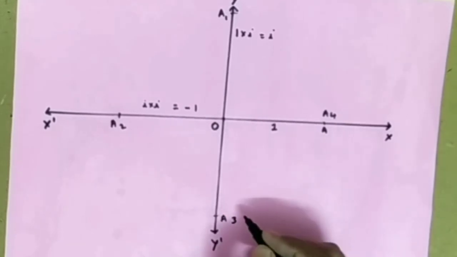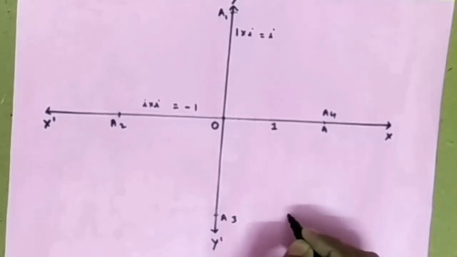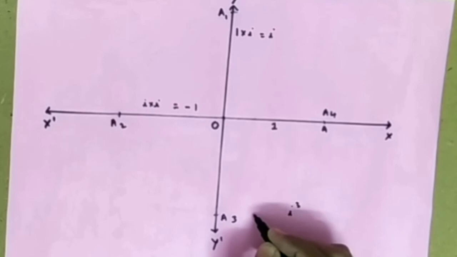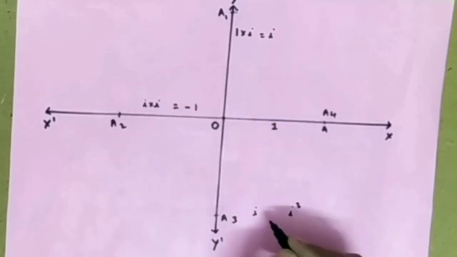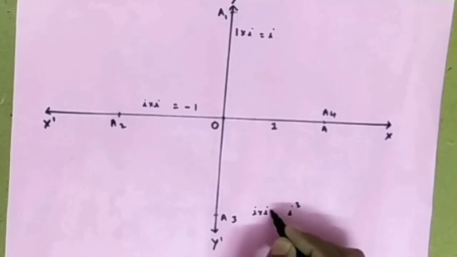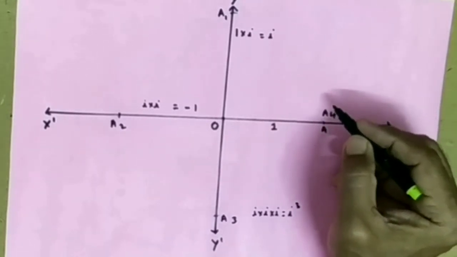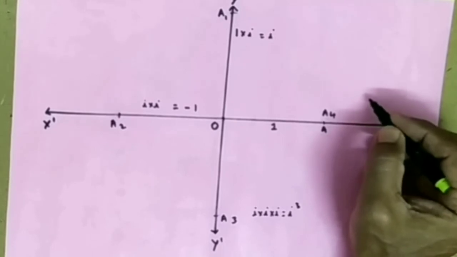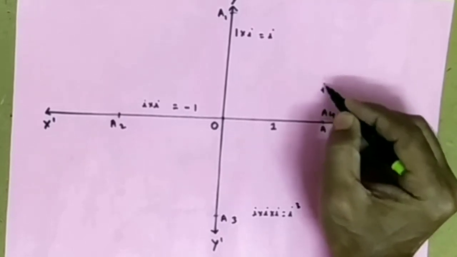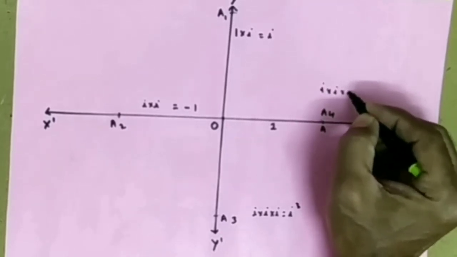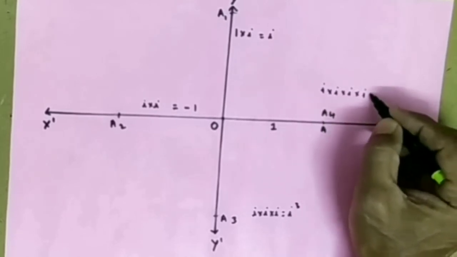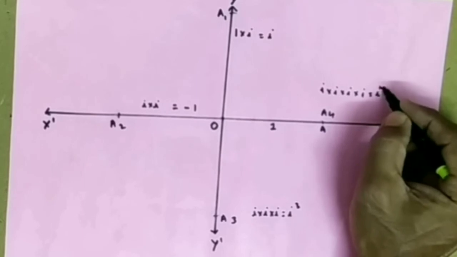OA3 represents i cube, that is i into i into i. OA4, that is i raised to the power 4, that is i into i into i into i is equal to i raised to the power 4.